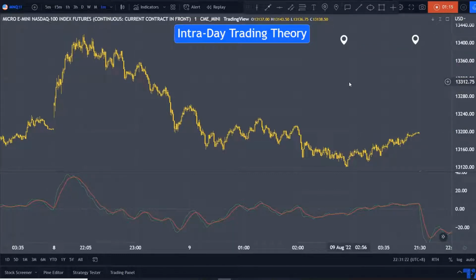And the first rule about intraday trading theory is we have to acknowledge the word intraday, meaning all trades are done within the day itself. And we have to square off all our positions before the market close. This is because we do not wish to carry any overnight risk with unexpected gaps.